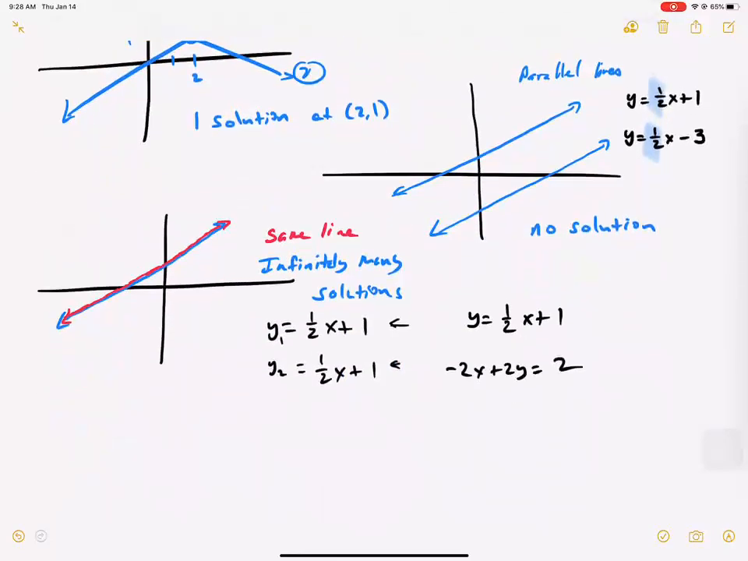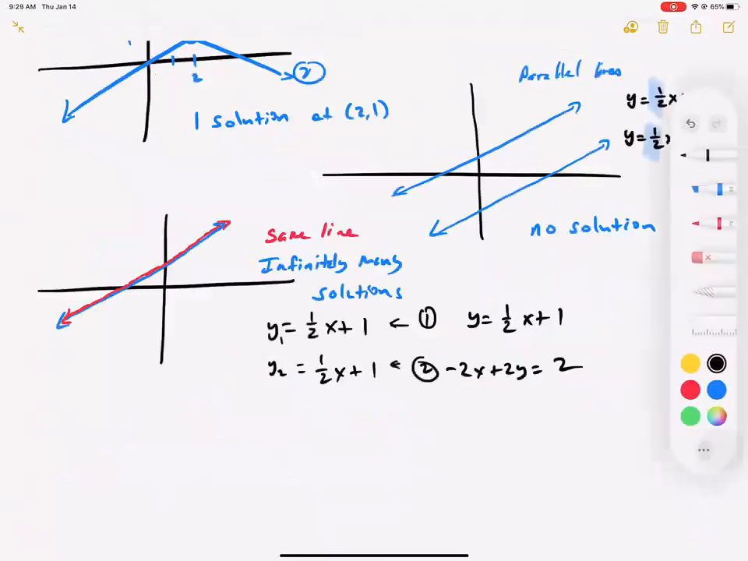Not initially, right? This is line 1 and line 2. They don't look initially the same. But let's spend a quick minute and solve for y of the second equation. Let's go ahead and practice that.